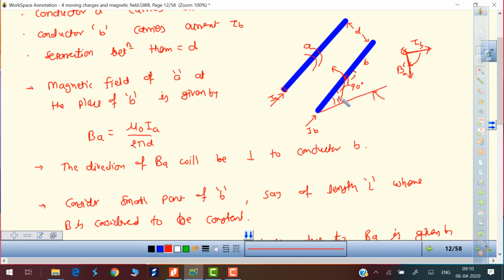I have to take the parallel component of this conductor. Suppose conductor is here and you given the theta, so you find out what is the parallel component. So that is the force acting on that. You don't consider all the length, but just you take parallel component of the conductor.